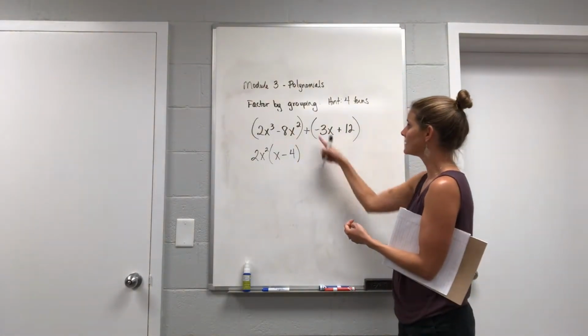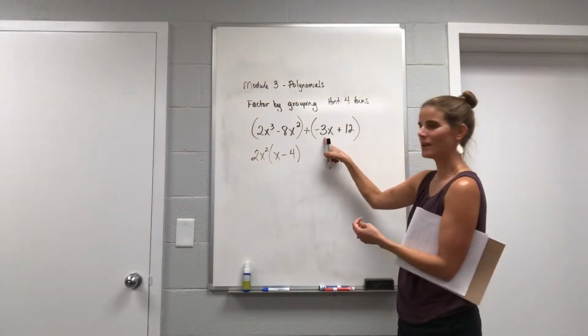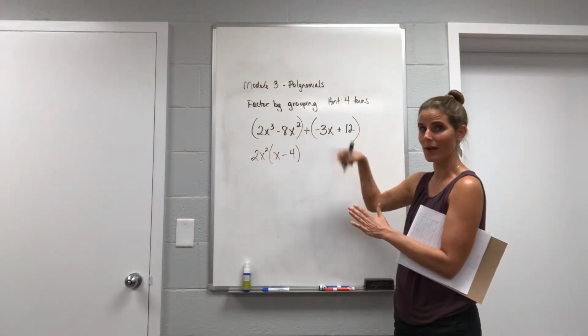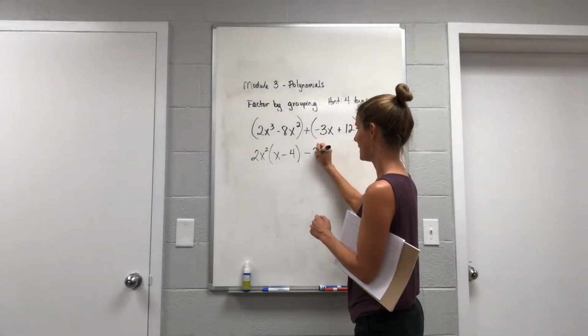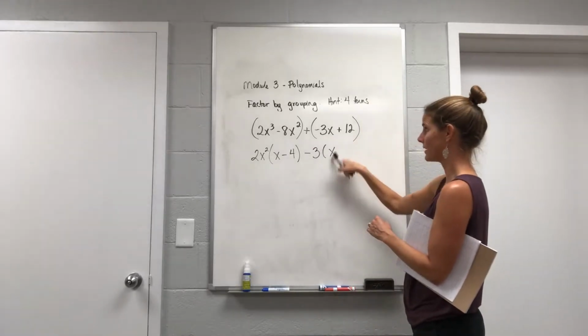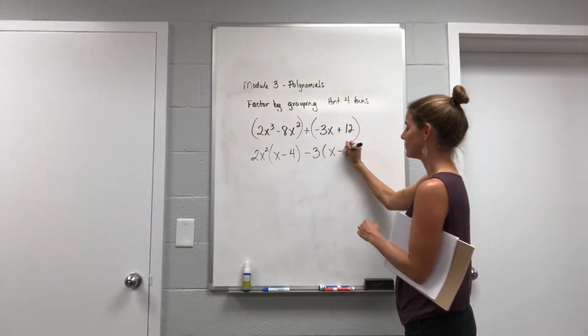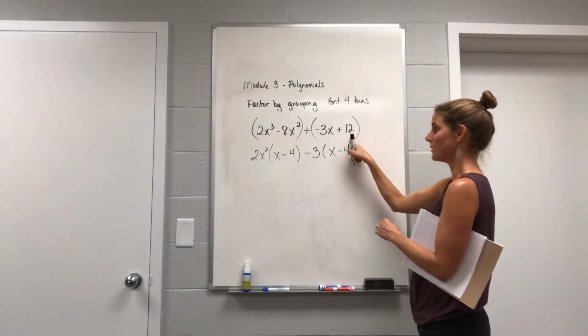And then here, I have a common factor of 3, but I also see that this first one is a negative. So to make it pretty, I'm going to pull out the negative 3. And you'll see why I'm doing this too. So I'm going to make that a minus 3 that I'm pulling out. And if I divide that out, that'll give me a positive x and then a negative 4. So minus 3 times negative 4 gives you that positive 12.